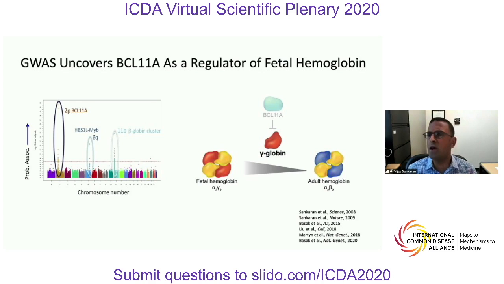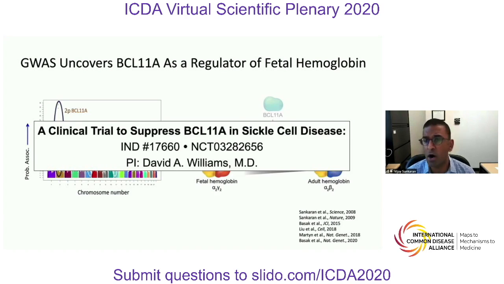Now, this work has not only laid an important understanding of how this switching process occurs and given us fundamental insights, but has now led to a variety of ongoing clinical trials to be able to target BCL11A in patients with sickle cell disease as well as thalassemia using gene therapy and gene editing approaches with the attempt to cure these diseases. For example, I'm listing one clinical trial that's being conducted at our center using gene therapy approaches.